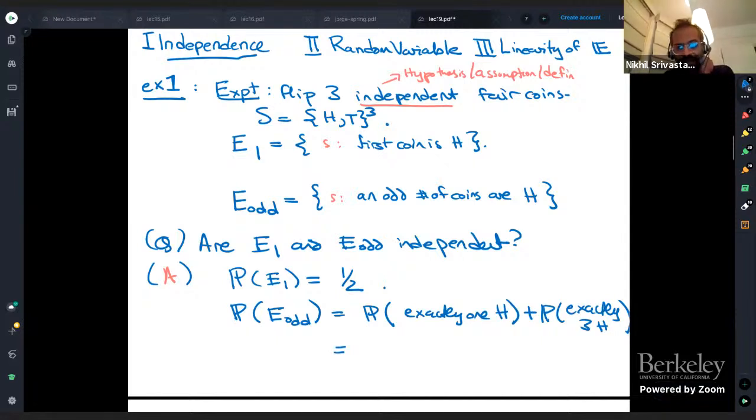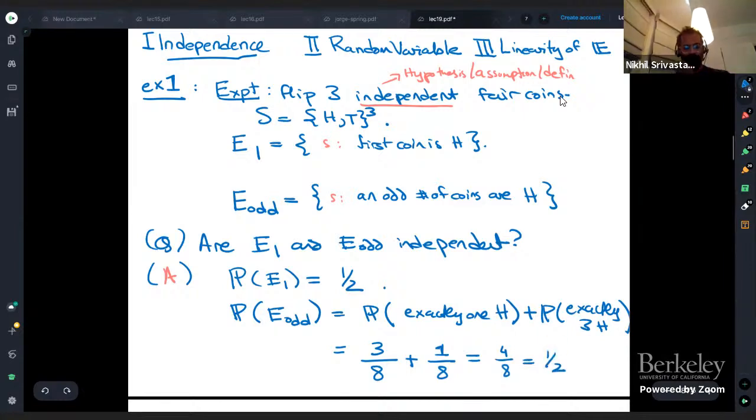So exactly one head. How many ways are there to get exactly one head? Well, you choose which coin is heads, and then the other 2 are tails. And then the total number of configurations is 8. So it's 3/8. And how many ways are there to get exactly 3 heads? Well, there's only one way. So the answer is 4/8, which is a half.